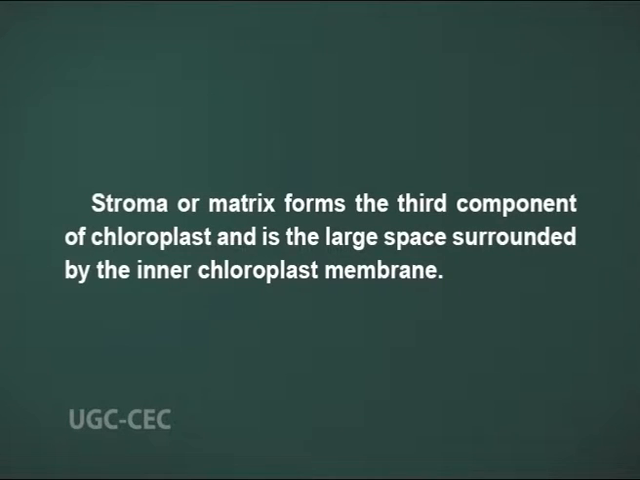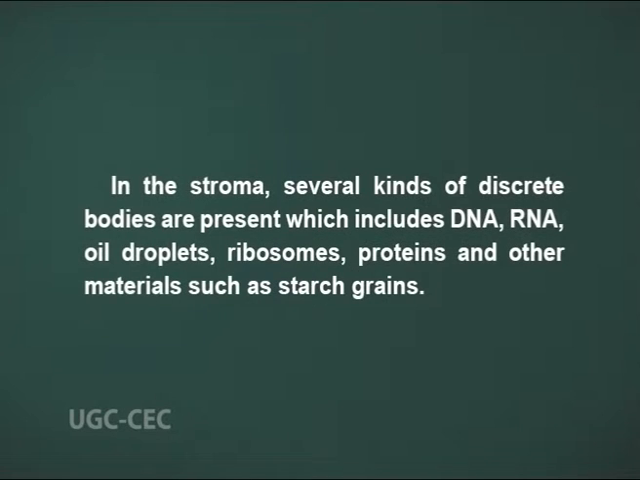Stroma or matrix forms the third component of chloroplast and is the large space surrounded by the inner chloroplast membrane. In the stroma, several kinds of discrete bodies are present, which include DNA, RNA, oil droplets, ribosomes, proteins and other materials such as starch grains.